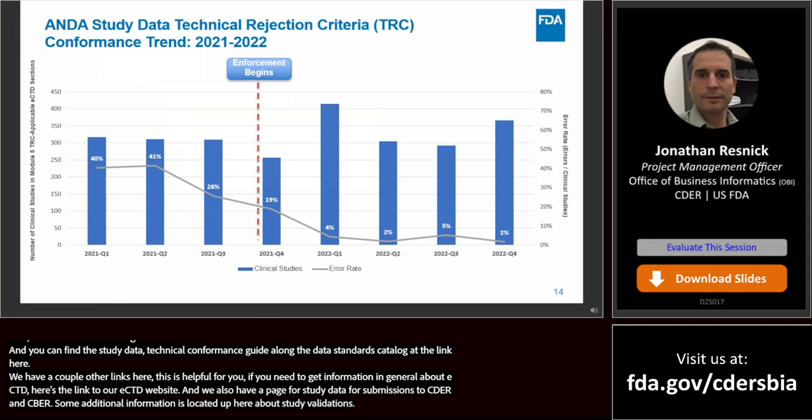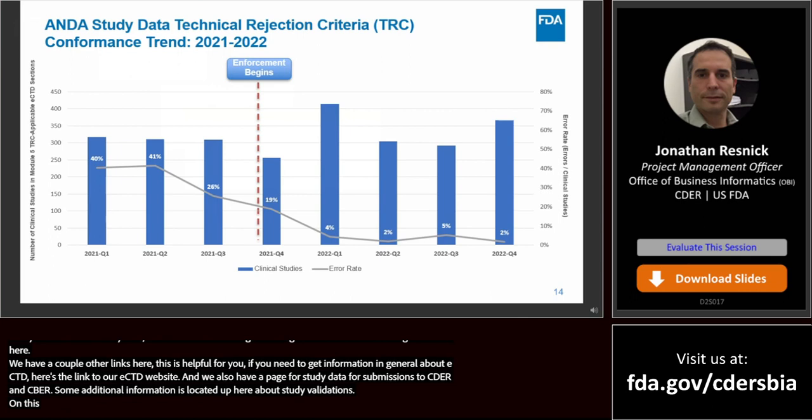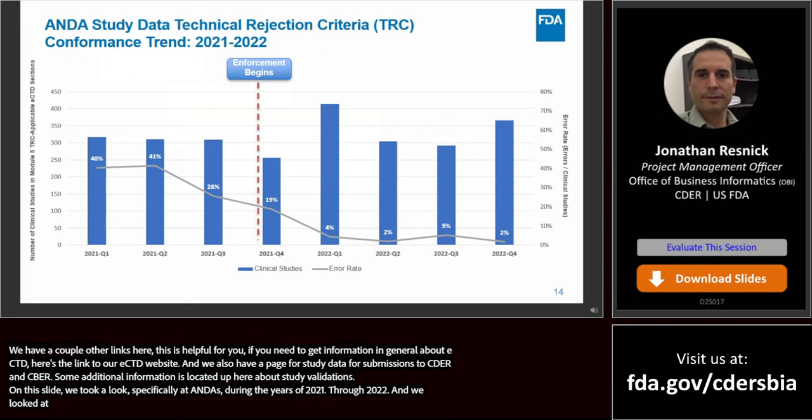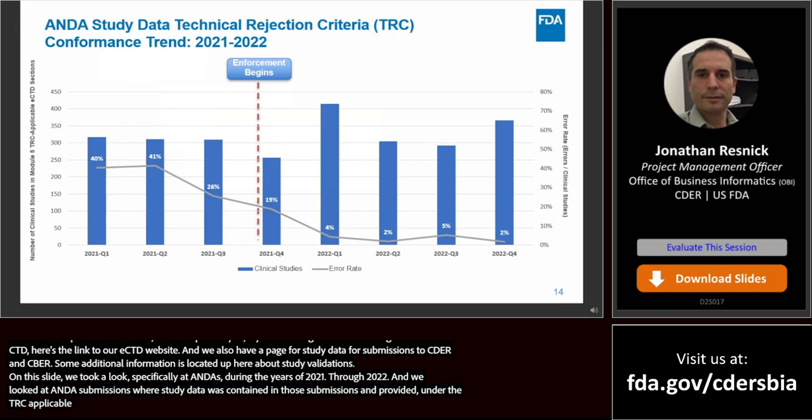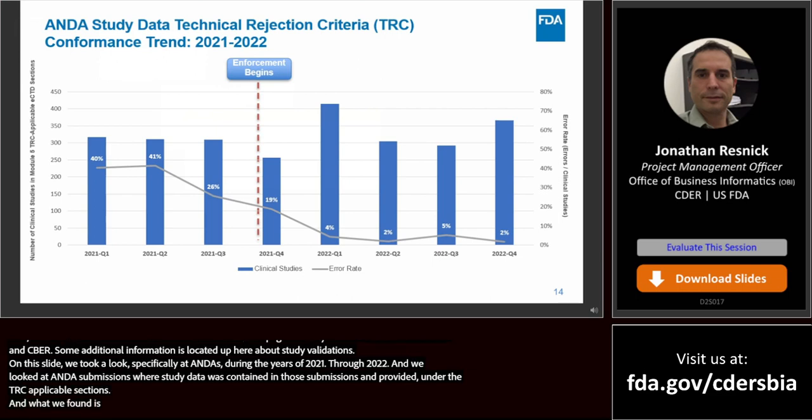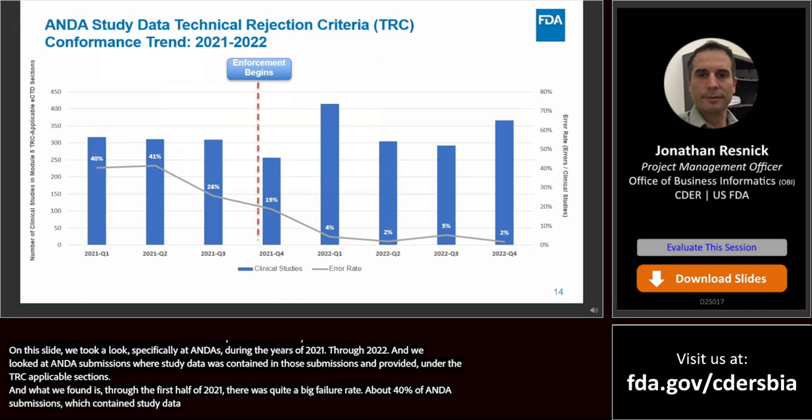On this slide, we took a look specifically at ANDAs during the years of 2021 through 2022. And we looked at ANDA submissions where study data was contained in those submissions and provided under the TRC applicable sections. And what we found is through the first half of 2021, there was quite a big failure rate. About 40% of ANDA submissions which contained study data in these TRC applicable sections were failing the technical rejection criteria.